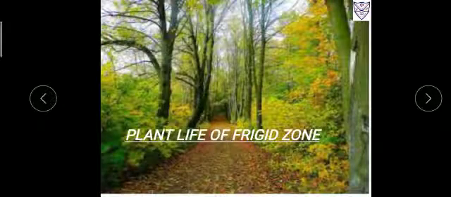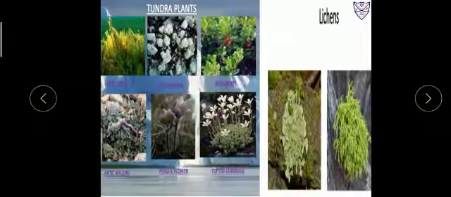Now let's talk about the plant life of the frigid zone. The soil is permanently frozen except in the summer season. As we have discussed, only 2 to 3 months we get where the plants can be seen. Otherwise it is totally covered with the snow. Hardly any crops or plants grow here and only the very hard ones survive. So the one which has the hard stem and roots can survive over here.